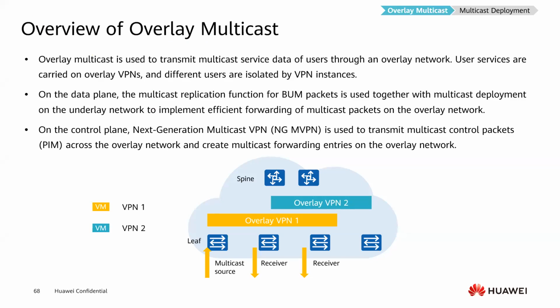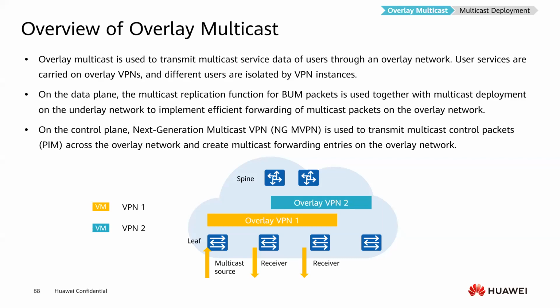But how do we do it in the overlay? That is a problem. In VXLAN, the traffic should be isolated, so when do we do the multicast? That is a problem.